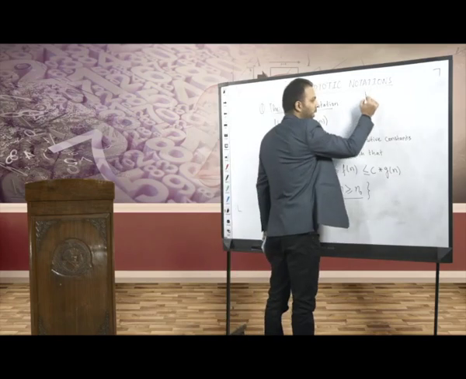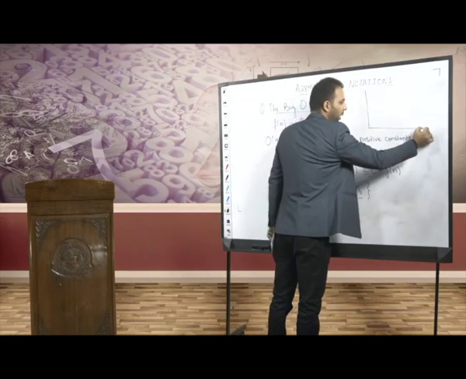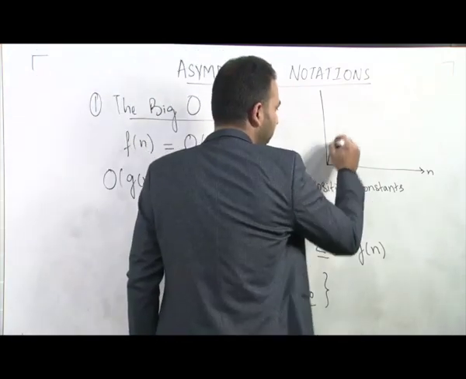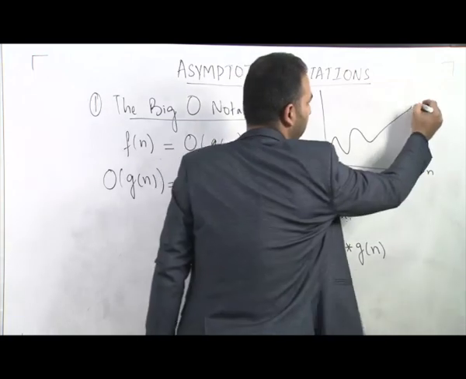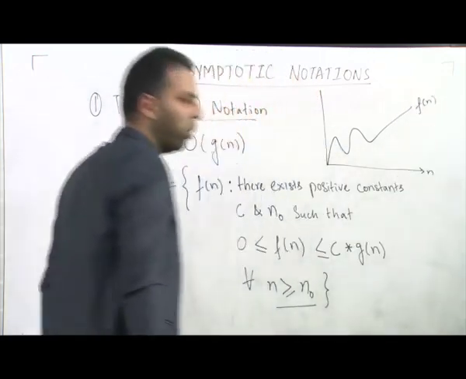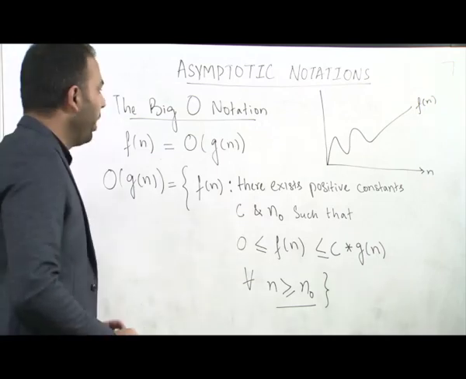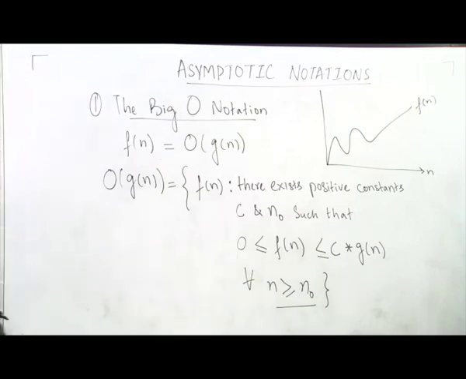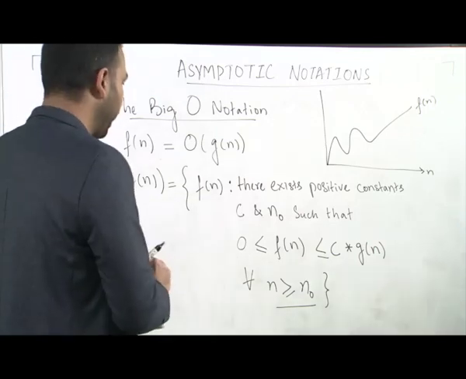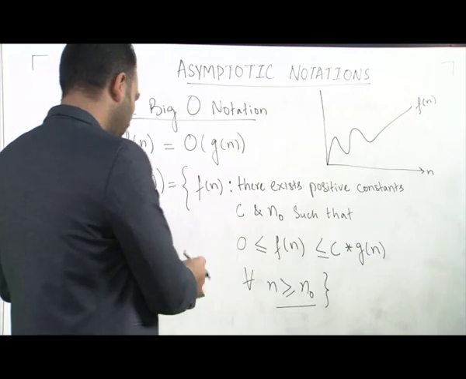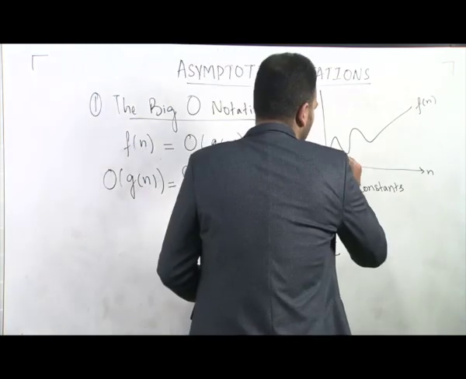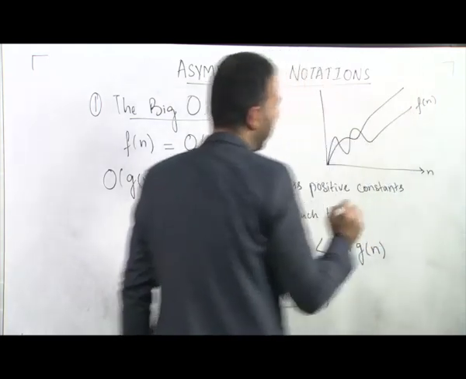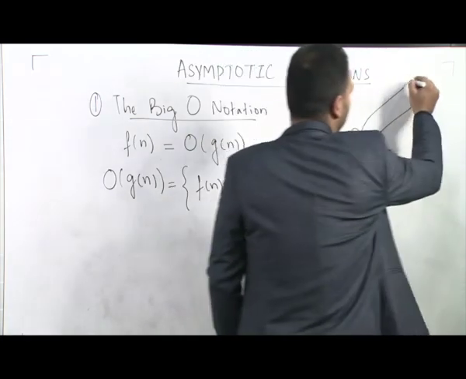I'll plot a graph here. Okay, so consider that your f of n is something like this. This is your f of n. Now, when you say g of n here, which is big O, it means the upper bound. How will we represent it? We will represent it something like this. So, this is your g of n.